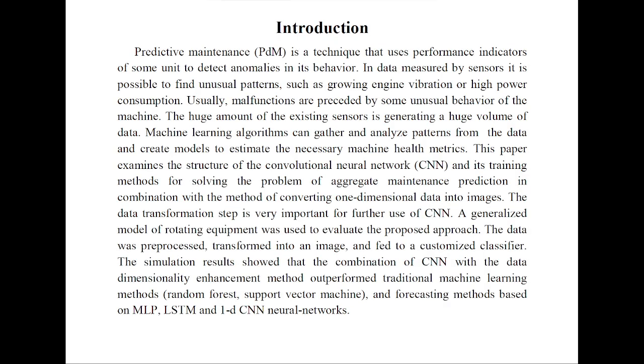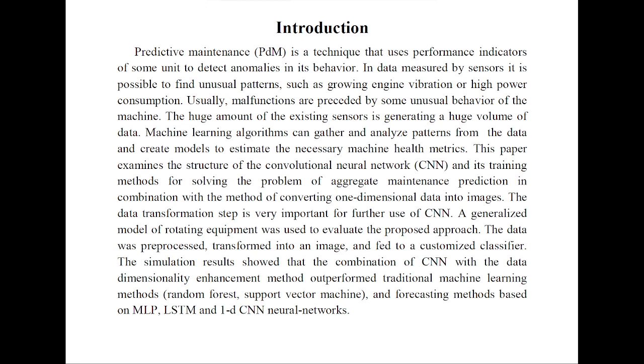Predictive maintenance is a technique that uses performance indicators of some unit to detect anomalies in its behavior. In data measured by sensors, it is possible to find unusual patterns such as growing engine vibration or high power consumption. Usually malfunctions are preceded by some unusual behavior of the machine.